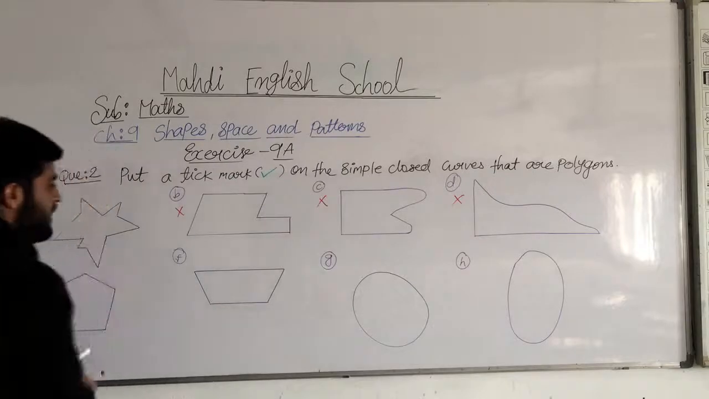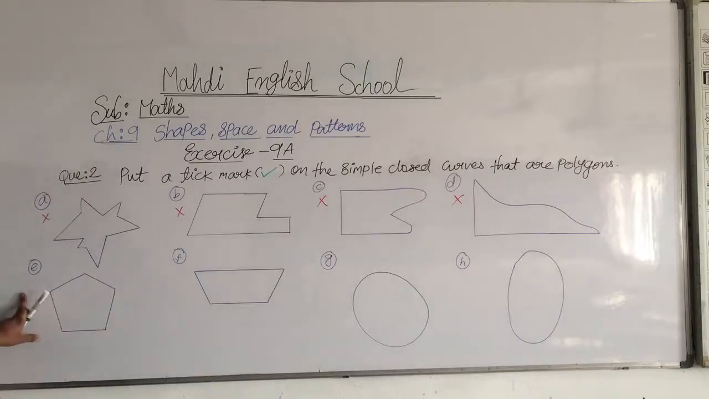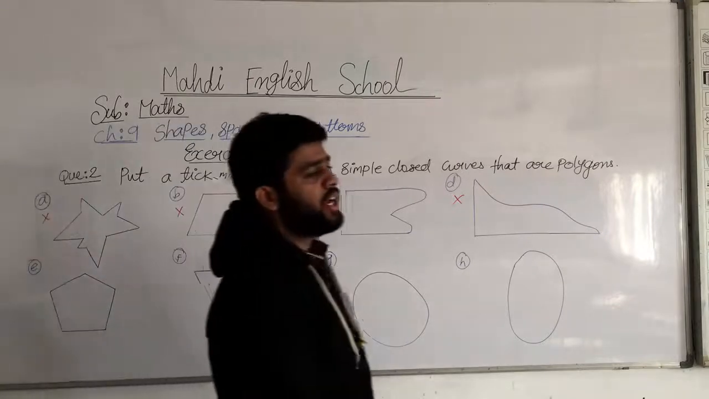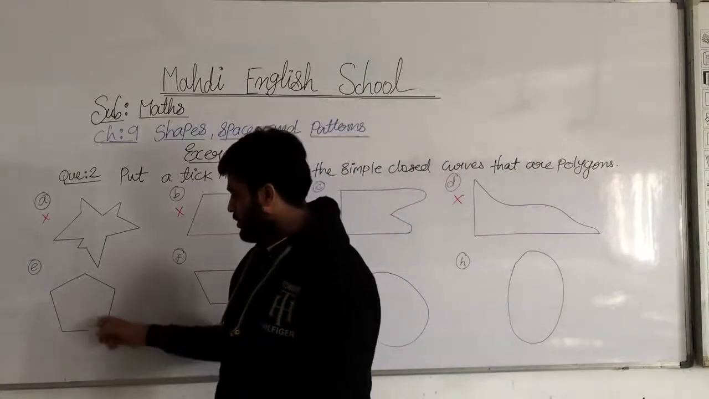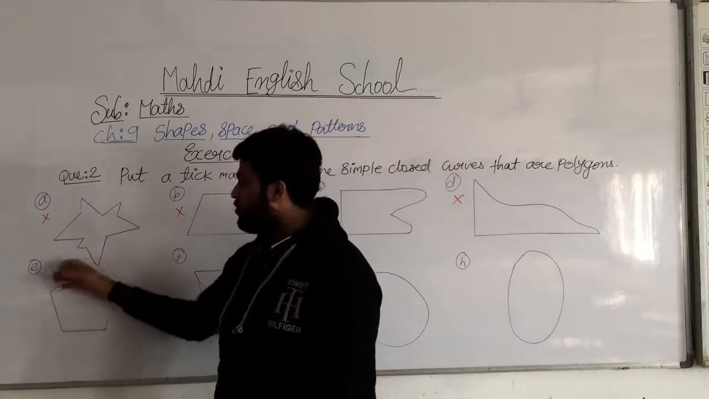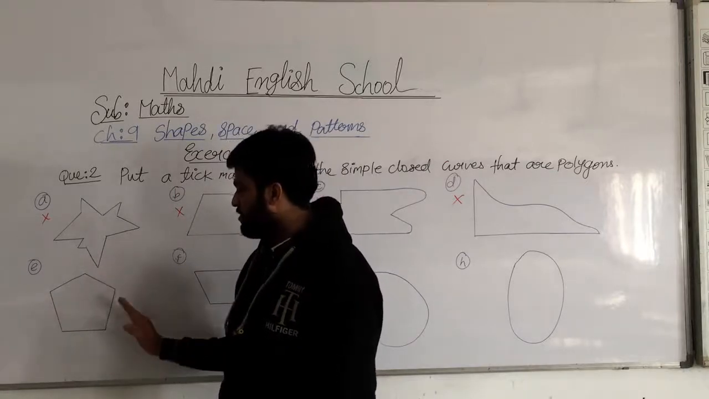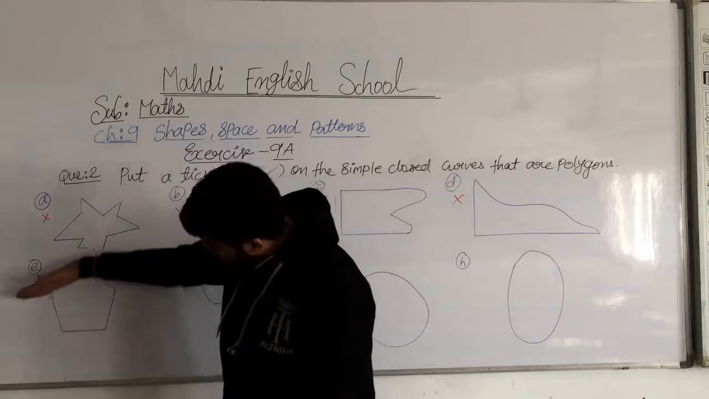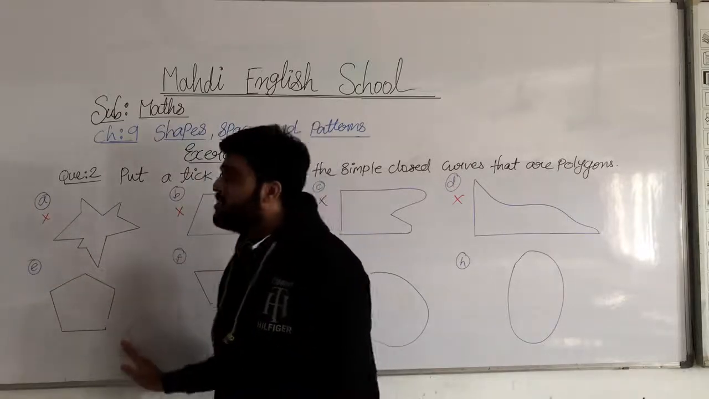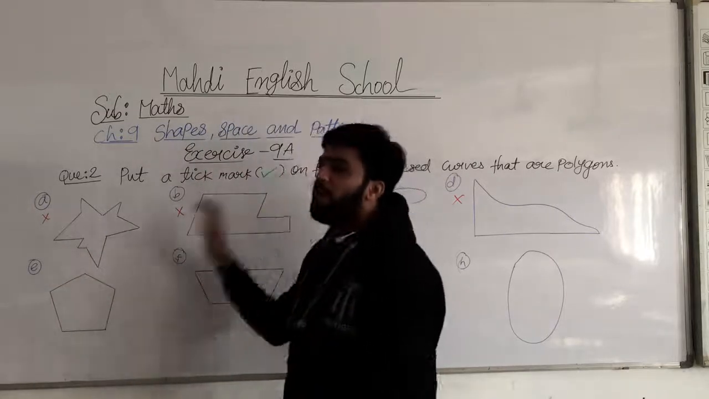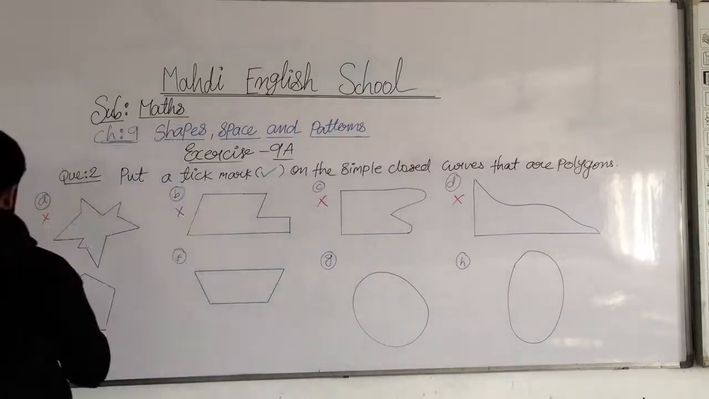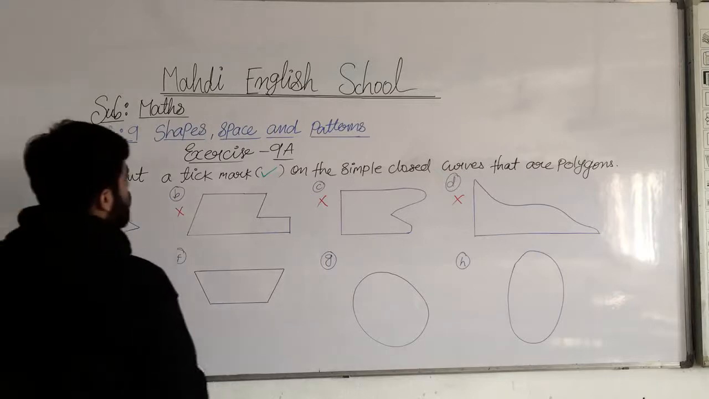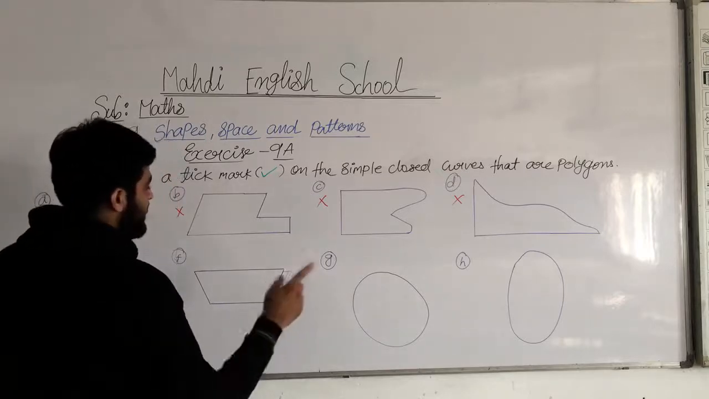And now question number E. See, question number E is a pentagonal shape. Why am I saying pentagonal? Because of 5 segments, 5 sides. 1, 2, 3, 4 and 5. Again I repeat, 1, 2, 3, 4 and 5. And it's a simple closed curve, a type of pentagon. So that's why we are mentioning here that E is a closed curve, and it is a polygon.